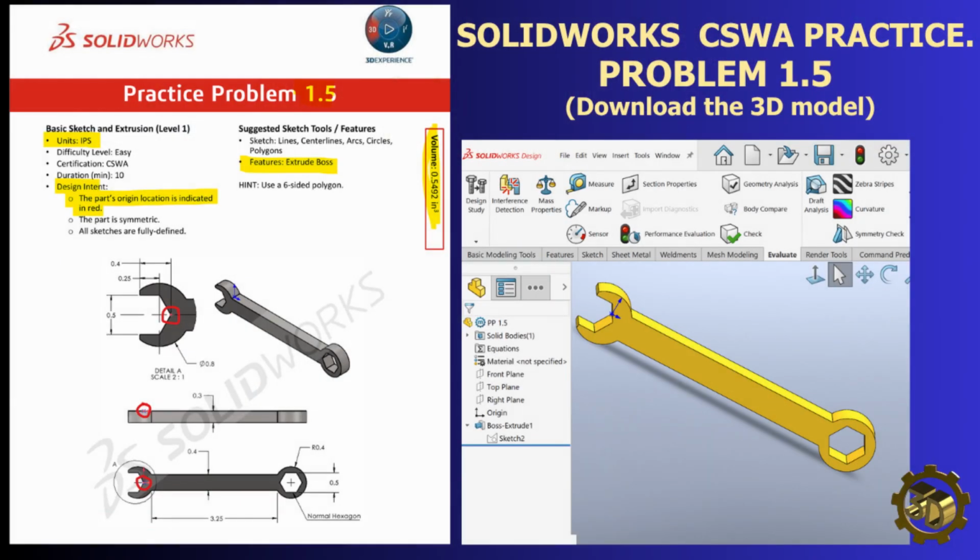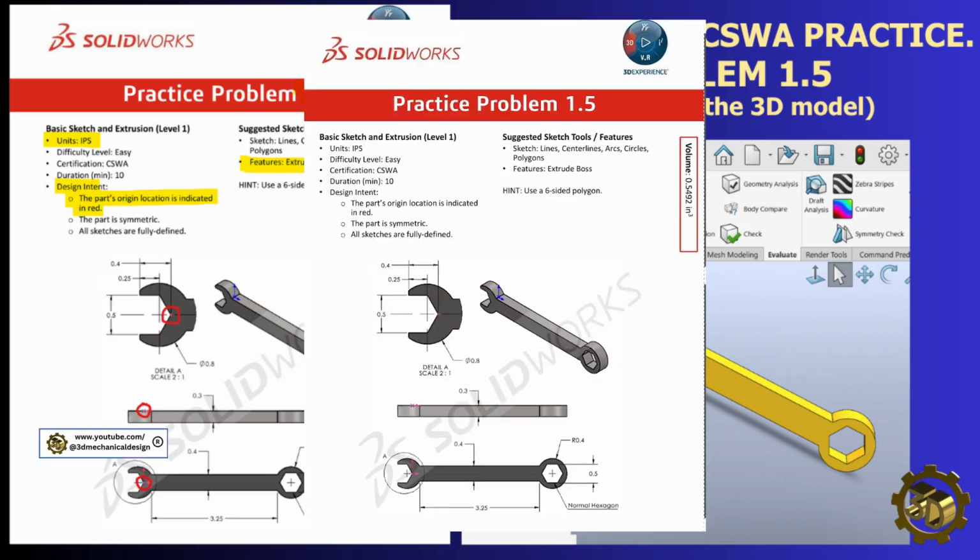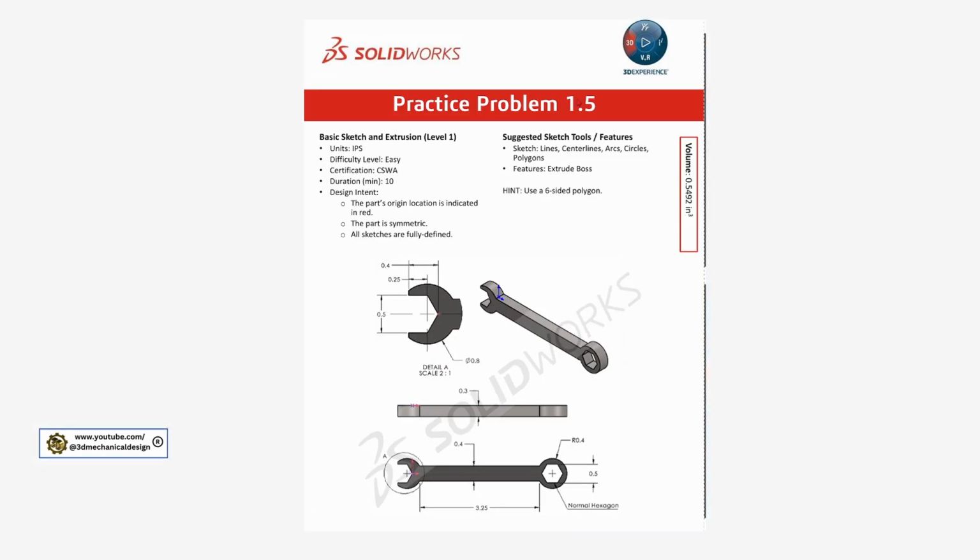In this video, we'll go through CSWA practice problem 1.5 step by step. Let's open the drawing and identify the key points we need to follow. First, set your units to IPS. You can change this when creating a new part using the menu in the lower right corner. Second, we'll use the extruded boss feature to build the model.